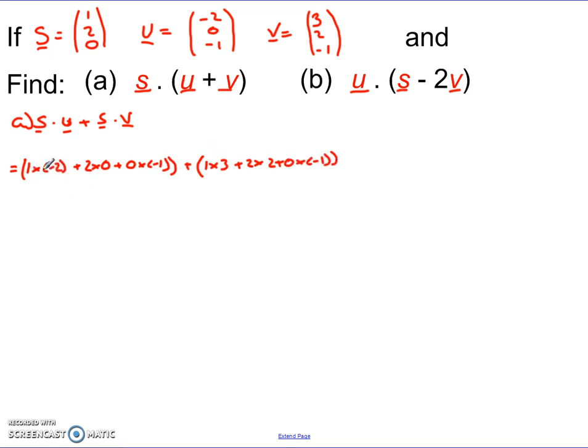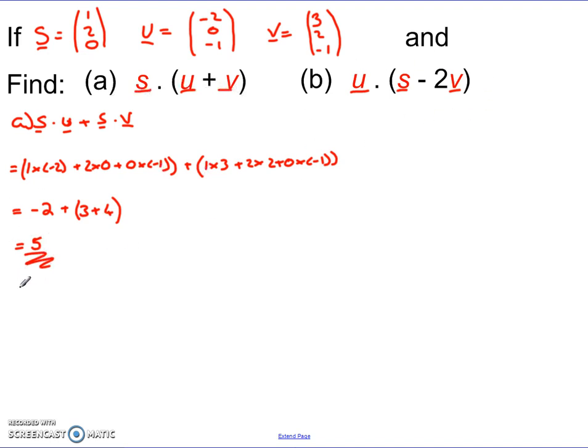1 times negative 2 is negative 2. Both of these are products with 0 in them, so they both disappear. So the s dot u just simply becomes negative 2. This one here, we do each of the parts on their own. 1 times 3 is 3, plus 2 times 2 is 4. And then this last one here, again, is a product with 0. 0 times negative 1 gives you 0. So we end up getting that. So it's negative 2 plus 3 plus 4. So that's negative 2 plus 7. It's 5. So s dot bracket u plus v is given by 5 in this case.